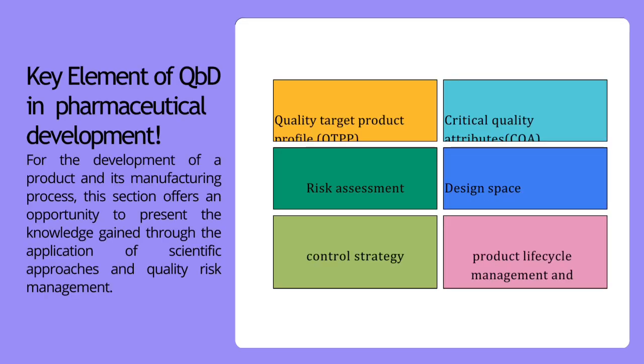Key elements of QbD in pharmaceutical development. For the development of your product and its manufacturing process, this section offers an opportunity to present the knowledge gained through the application of scientific approach and quality risk management. Here, the elements are the quality target product profile, critical quality attributes, risk assessment, design space, control strategy, and finally, product life cycle management and continuous improvement.